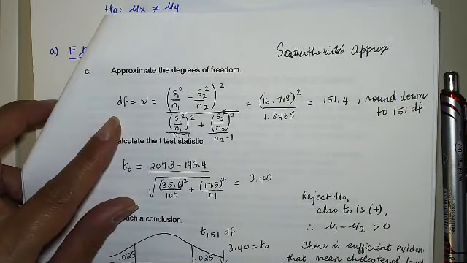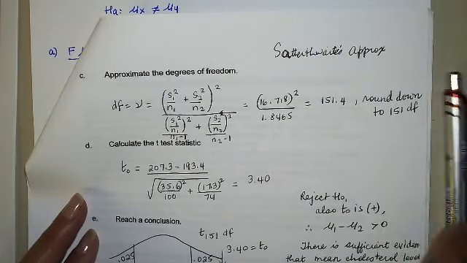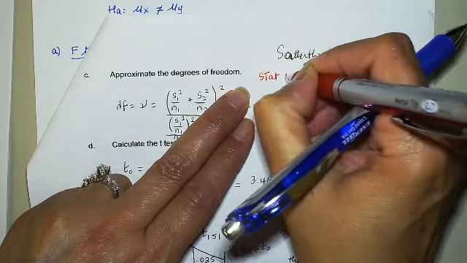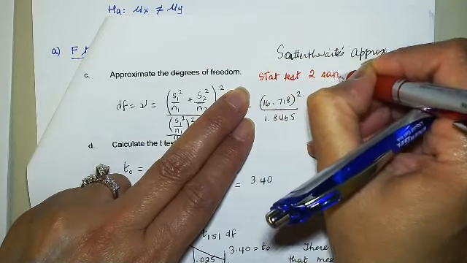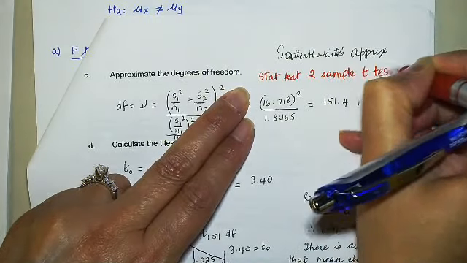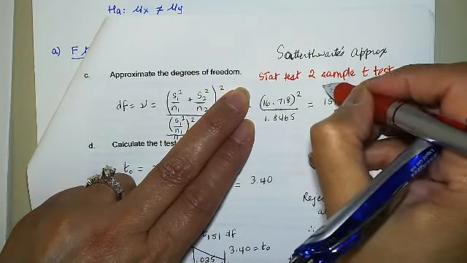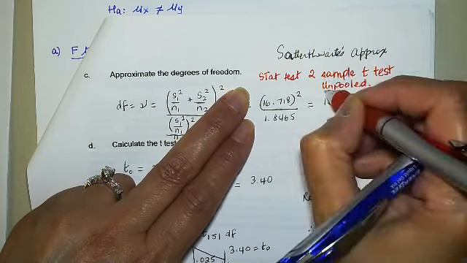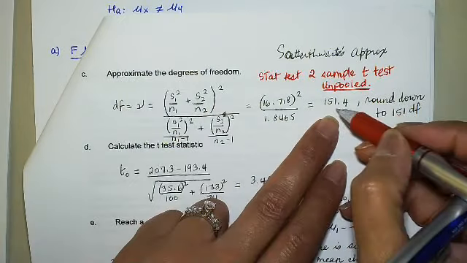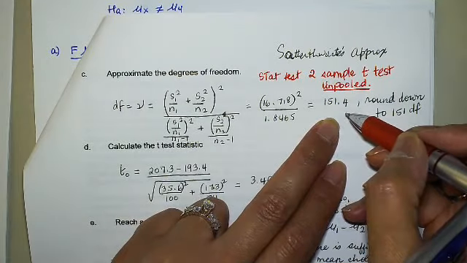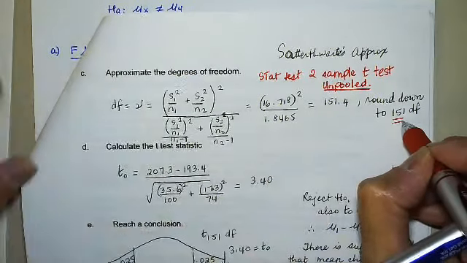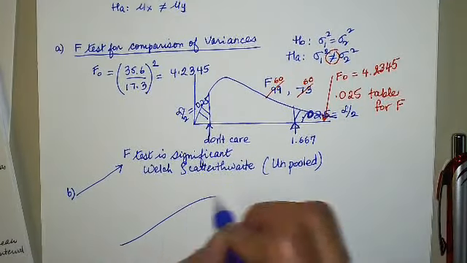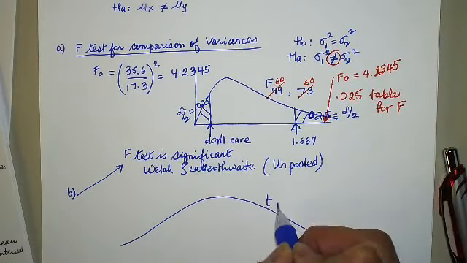Says approximate the degrees of freedom. So I've done it here, but I don't recommend that you do this by hand. Use the calculator. You're going to put in STAT, TEST, 2-sample t-test, and when it says pooled or unpooled, you're going to say unpooled. And it will spit out 151.4 degrees of freedom, which you will round down to 151.